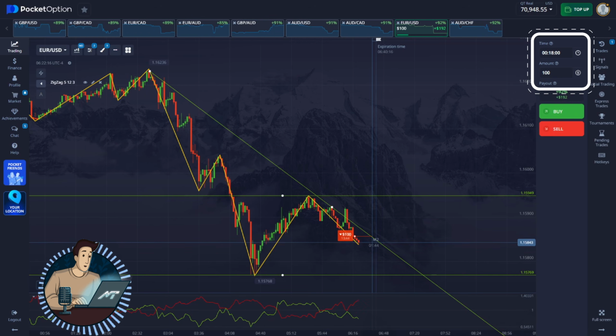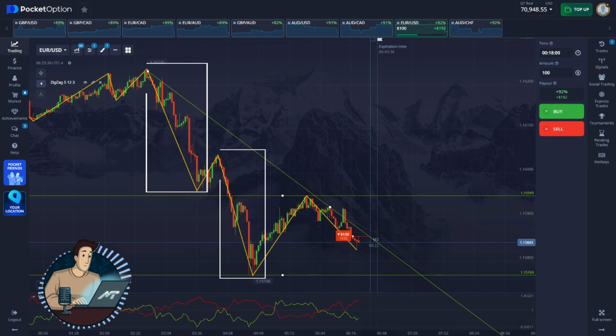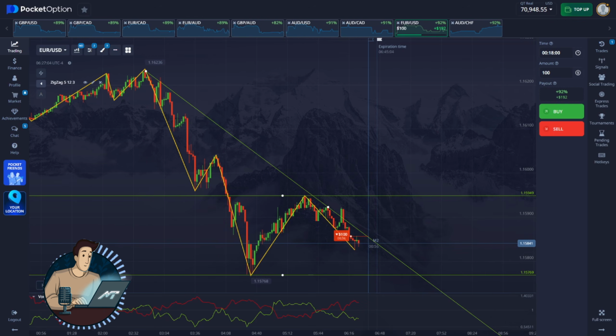Now, about expiration time. Don't overcomplicate it. Just look at volatility. If candles are big and snappy, 10 minutes is plenty. If it's smoother, slower moves, go 15 to 20. Honestly, just look at the past pullbacks on that trend line and see how long they lasted. That's your guide. And while this trade is running, quick pro tip.